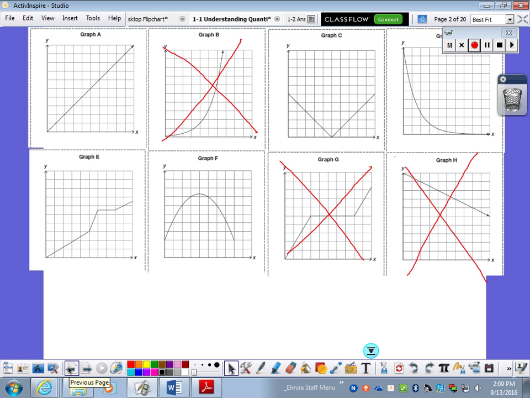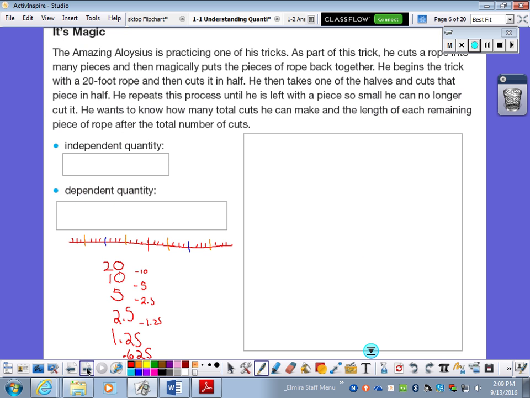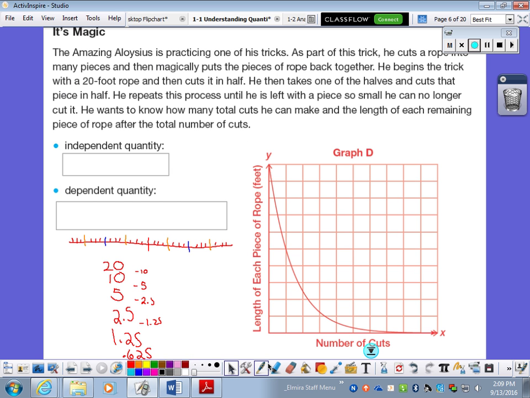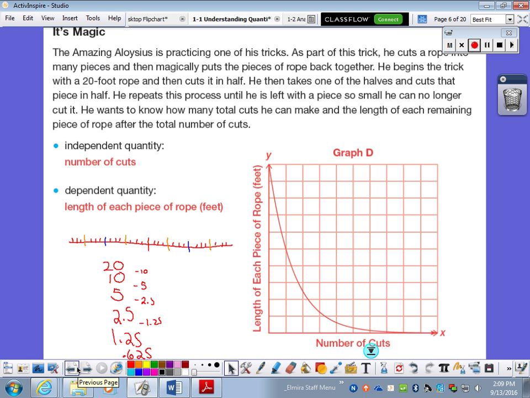So we're looking for a graph that goes down, but in a curve way. Okay? And really the only graph that's left right now that even kind of remotely matches that is graph D. Graph D. And then we're labeling that with our independent and dependent quantities.